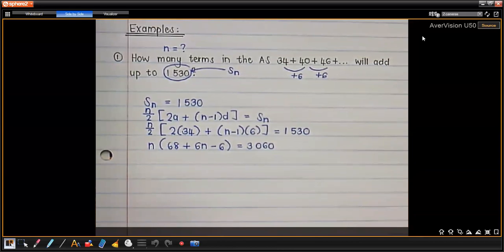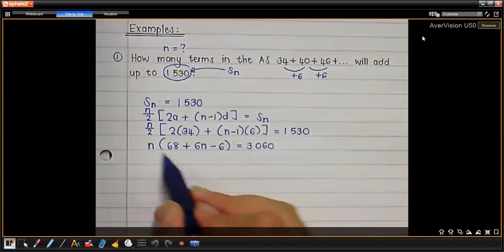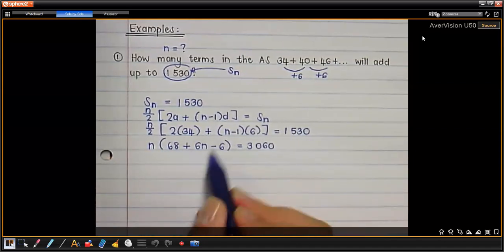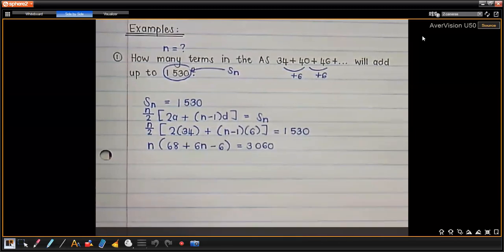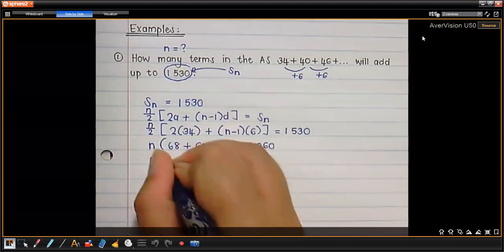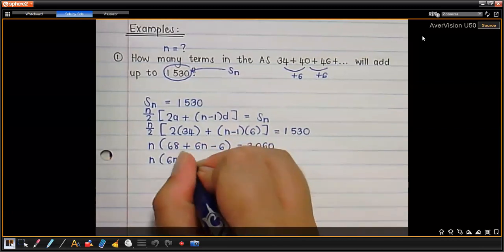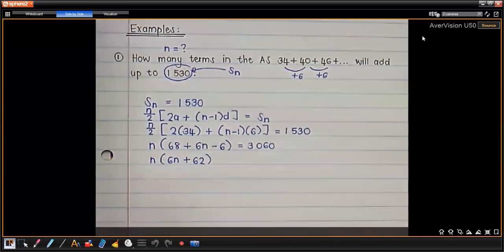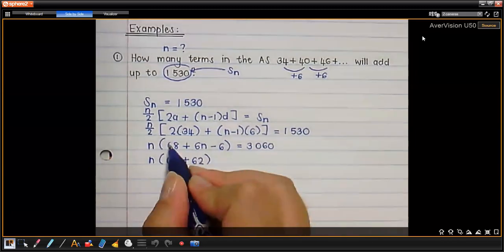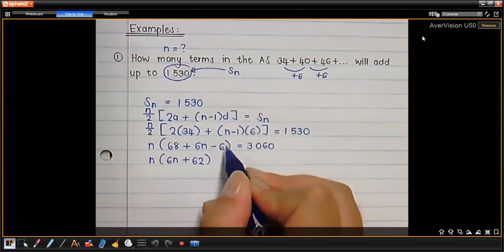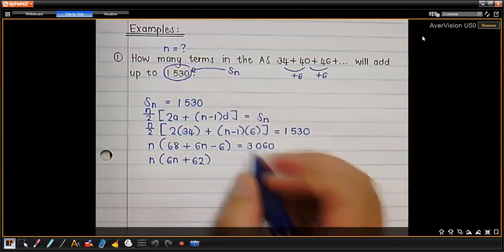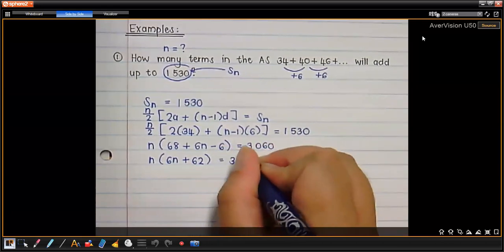Okay, now what? We can multiply the n, but we can also just simplify this first if you want. Again, it's up to you. I'm going to leave that n there for now. I'm going to write this as 6n plus 62. Do you guys see where I got that from? Because in the brackets, I have to say minus 6, which is 62. And that is equal to 3060.